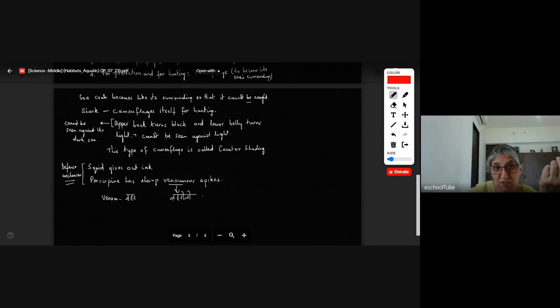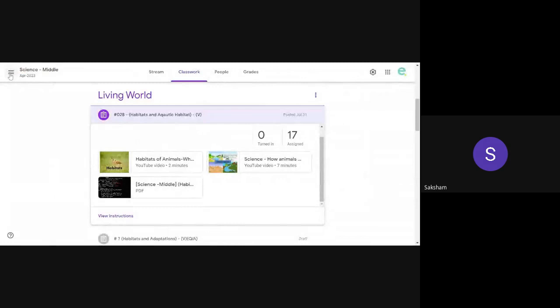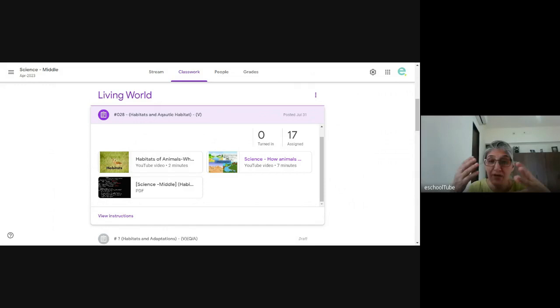Ma'am, but puffer fish also are like that only, no? They have poison in them. So it's not only one fish. These are just examples. There will be many other fishes who have similar camouflaging mechanisms. Okay? So, of course, you should learn more and more. I'm just giving you examples.